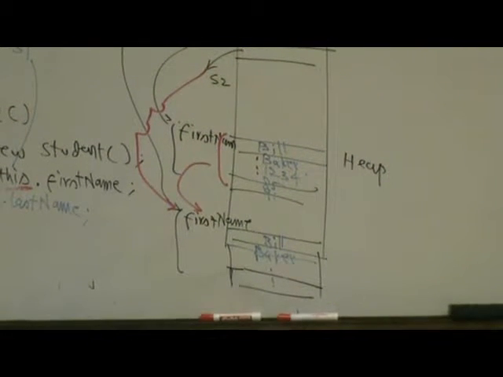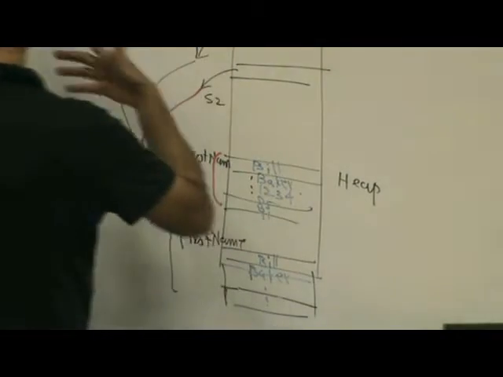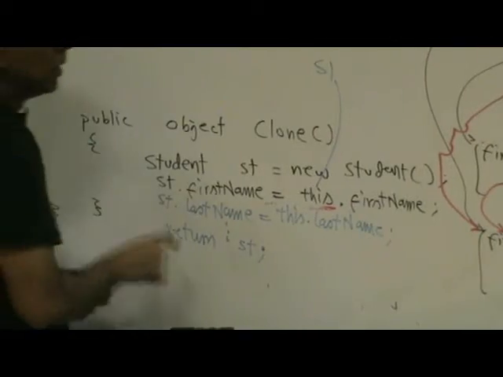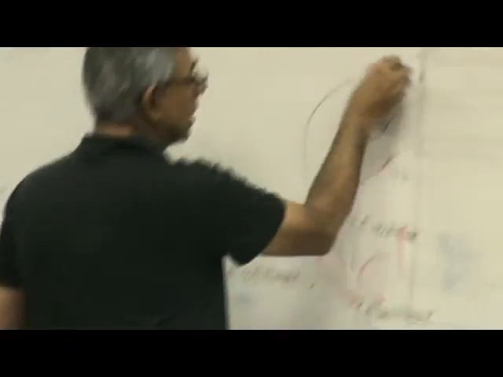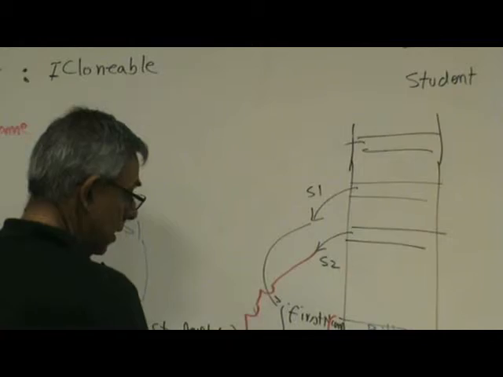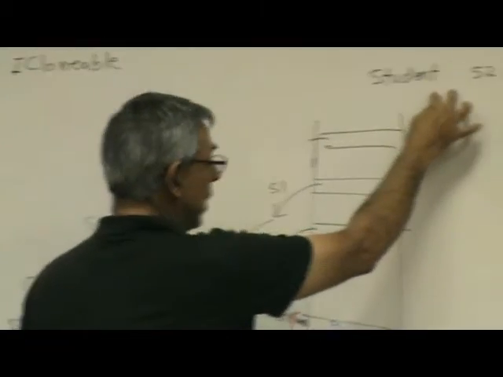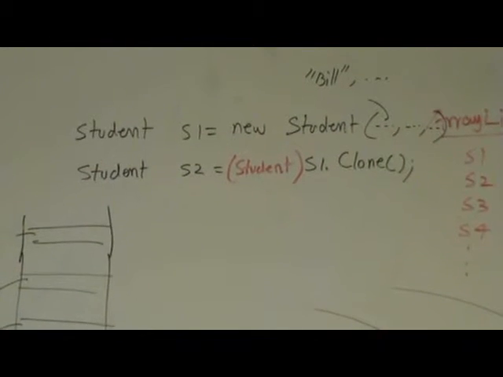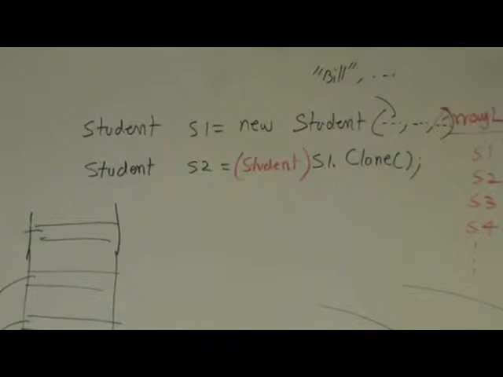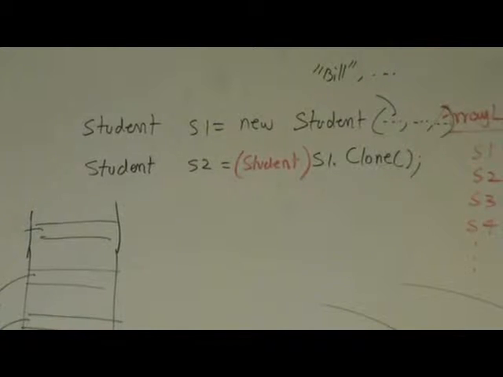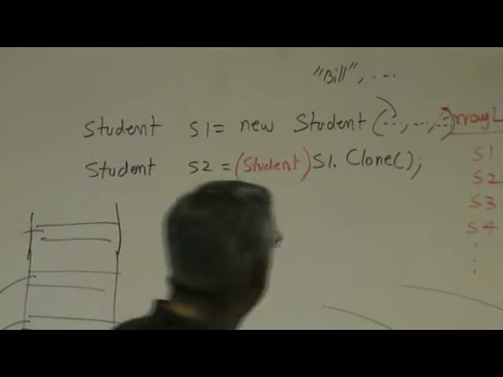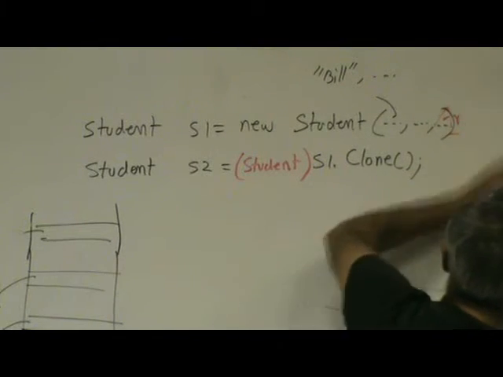So now st is no longer needed because it was declared inside this scope. So st will disappear once the clone is done. Okay, but once we come over here, s1 is pointing to its own memory, s2 is pointing to its own memory, correct? Okay, so that's how we typically implement ICloneable. Now there are a few complications in implementing ICloneable. So let me talk about those complications.